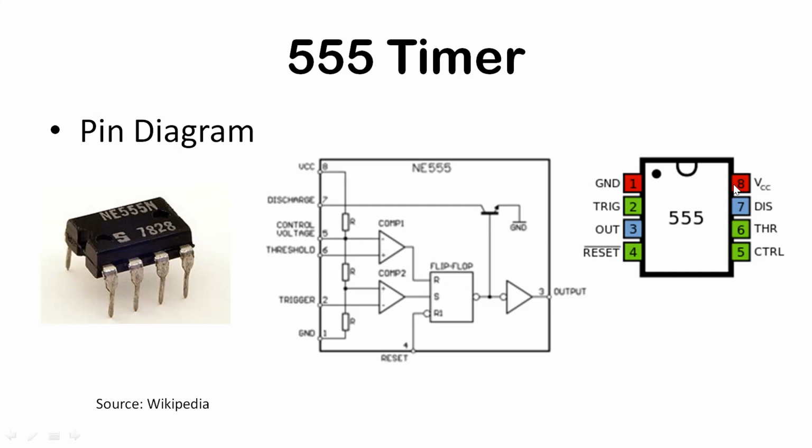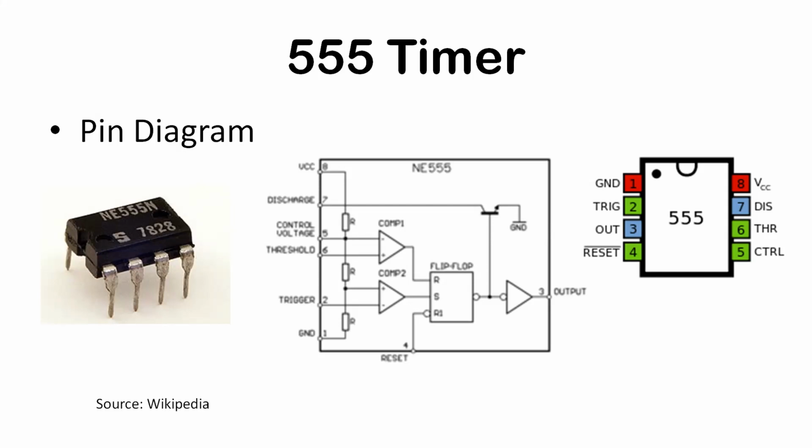You can apply a power supply of 5 volts to 15-20 volts. Generally, it is specified by the manufacturer. There are different variants of the 555 timer from different manufacturers. Although the internal architecture is the same, there may be some difference in the supply voltage range.